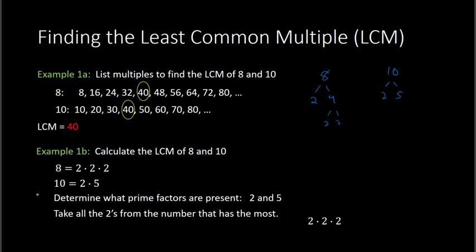And then we do the same thing with the other factor, which was 5. We take all the 5's from the one that has the most. Well, the only one with 5's is 10. 10 has the most with one of them. So we take that 5 as well. Multiply those numbers together, and we find our LCM to be 40. Notice that is the correct answer because that is the same thing we got when we listed them out up here.